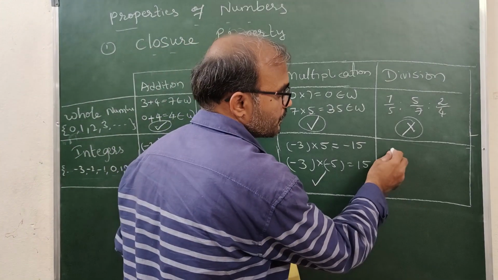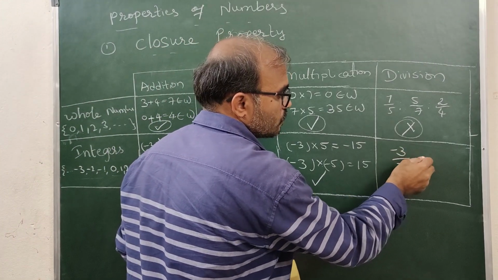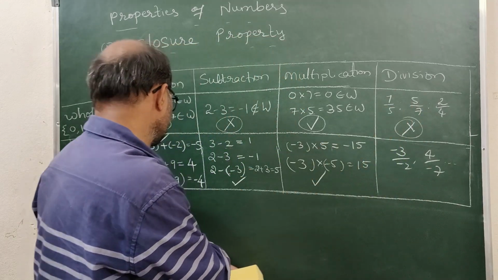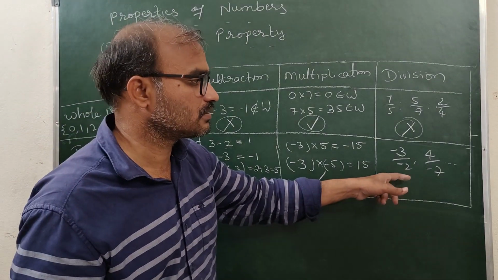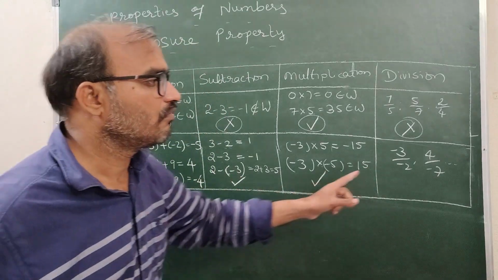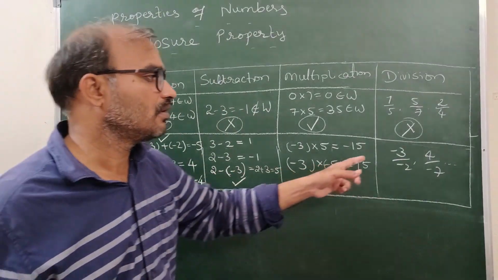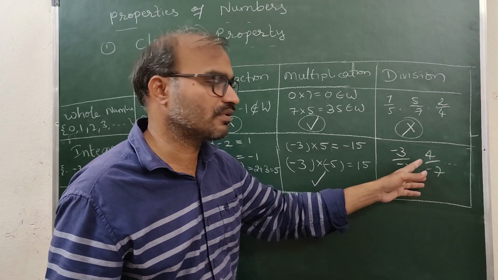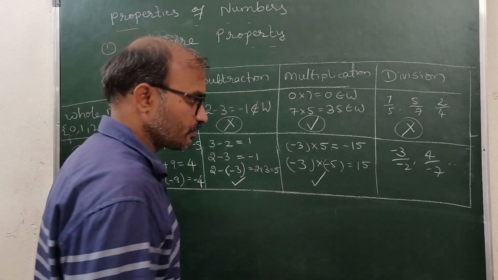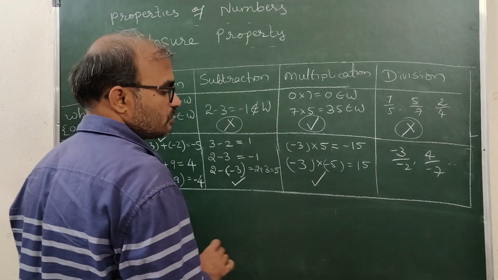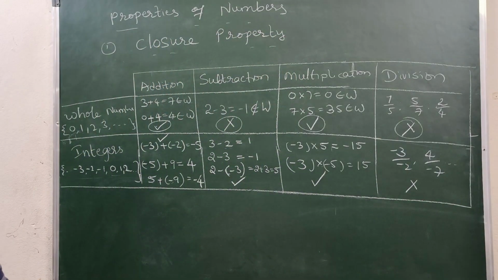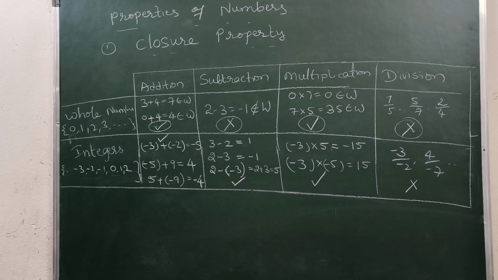What about division? Minus 3 by minus 2, or 4 by minus 7. Minus 3, minus 2 are integers, and 4, minus 7 are integers. But minus 3 by minus 2 and 4 by minus 7, the quotient of them, is not an integer. So integers are not closed under division. This you have to remember.